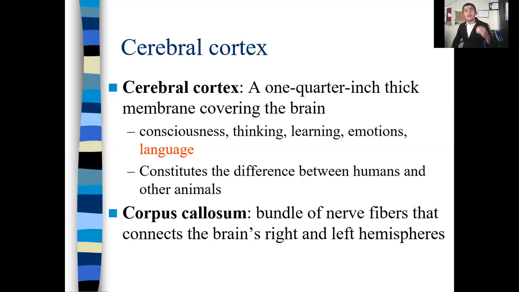Now, again, language is always processed in your cerebral cortex. It constitutes the difference between humans and other animals, because the cerebral cortex is one of the parts of the brain that makes us distinct from animals. Okay? And then we have the corpus callosum. The corpus callosum is a bundle of nerve fibers that connects the right hemisphere of the brain to the left hemisphere of the brain.